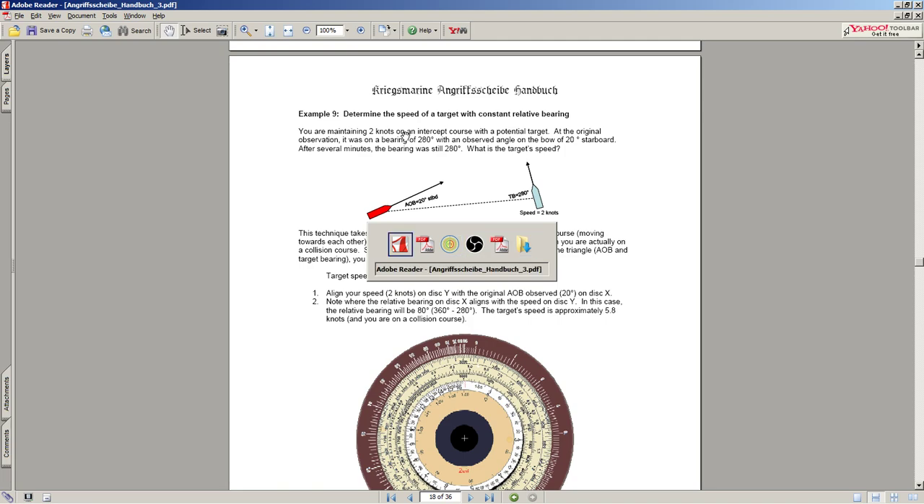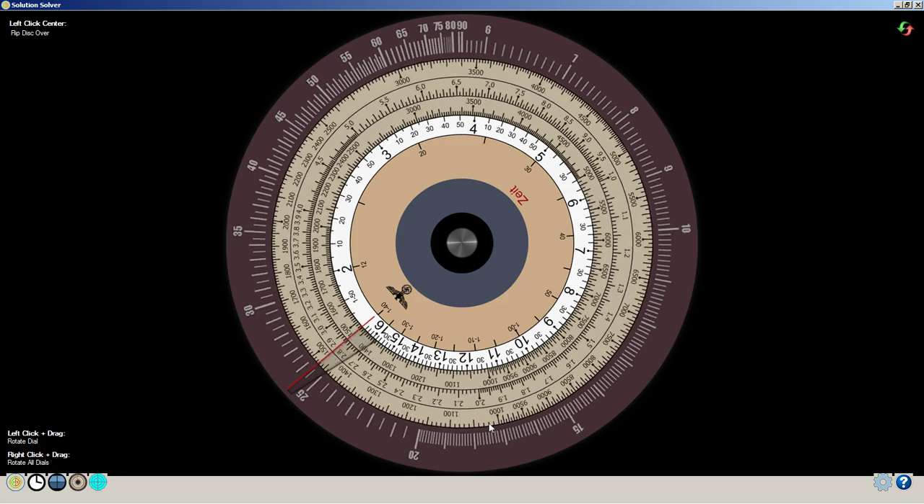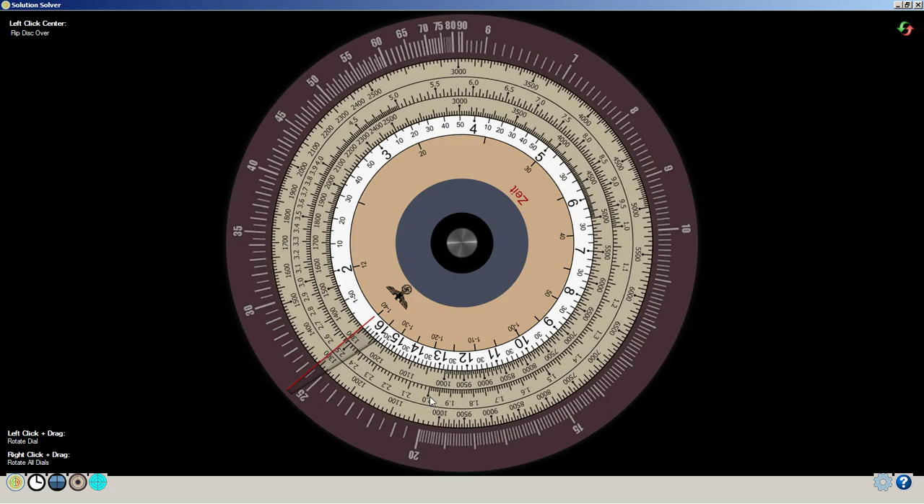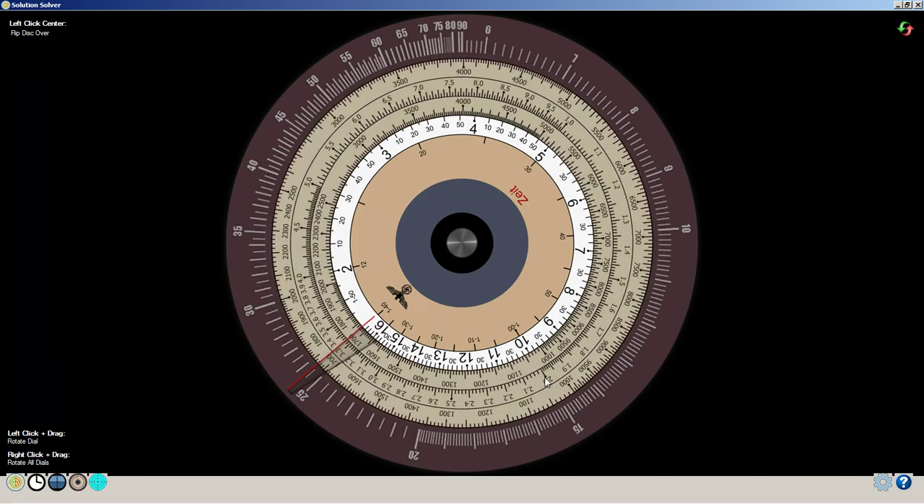So then the angle on bow is 20. So I'm starting by doing the division, own speed divided by angle on bow, and you will then see the multiplication aspect of it as well. So own speed 2 divided by angle on the bow of 20. I take 2 and I set it opposite 20. The easiest thing to do with this, since once you depress the left mouse button, you can move it wherever, and it will spin the dial.